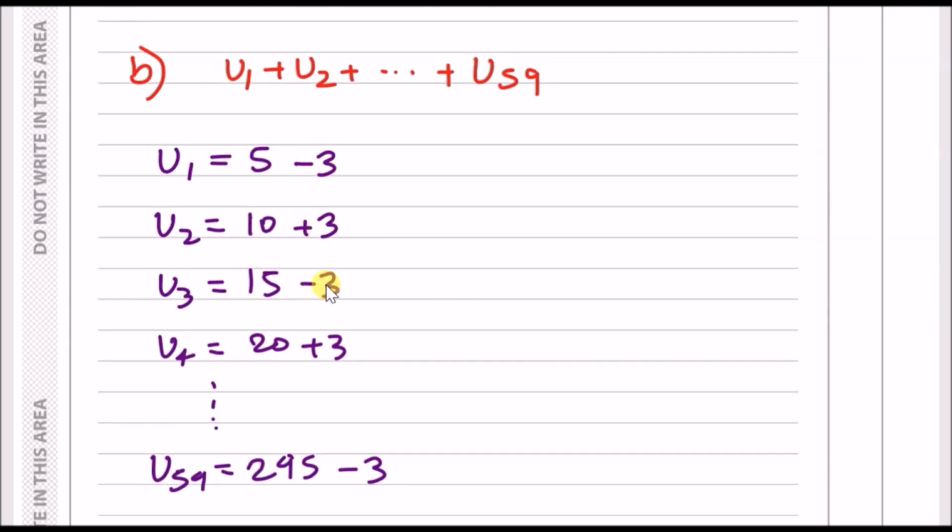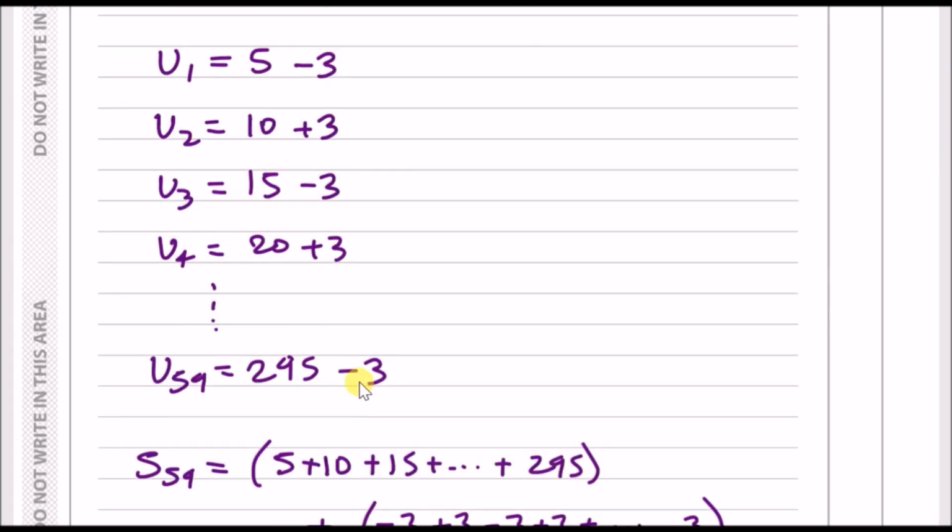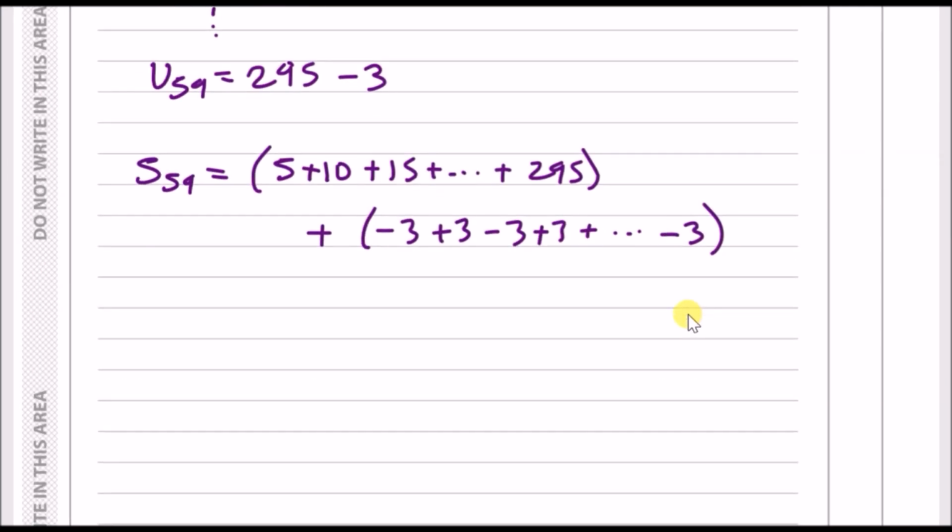Minus 3 plus 3 is 0. So every 2 pairs. If we look at it, we have U1 and 2, U3 and 4. So by the time they get to an even term, they cancel out. So when you get back to an odd, you're left with minus 3. So that means all of this actually just results to minus 3.